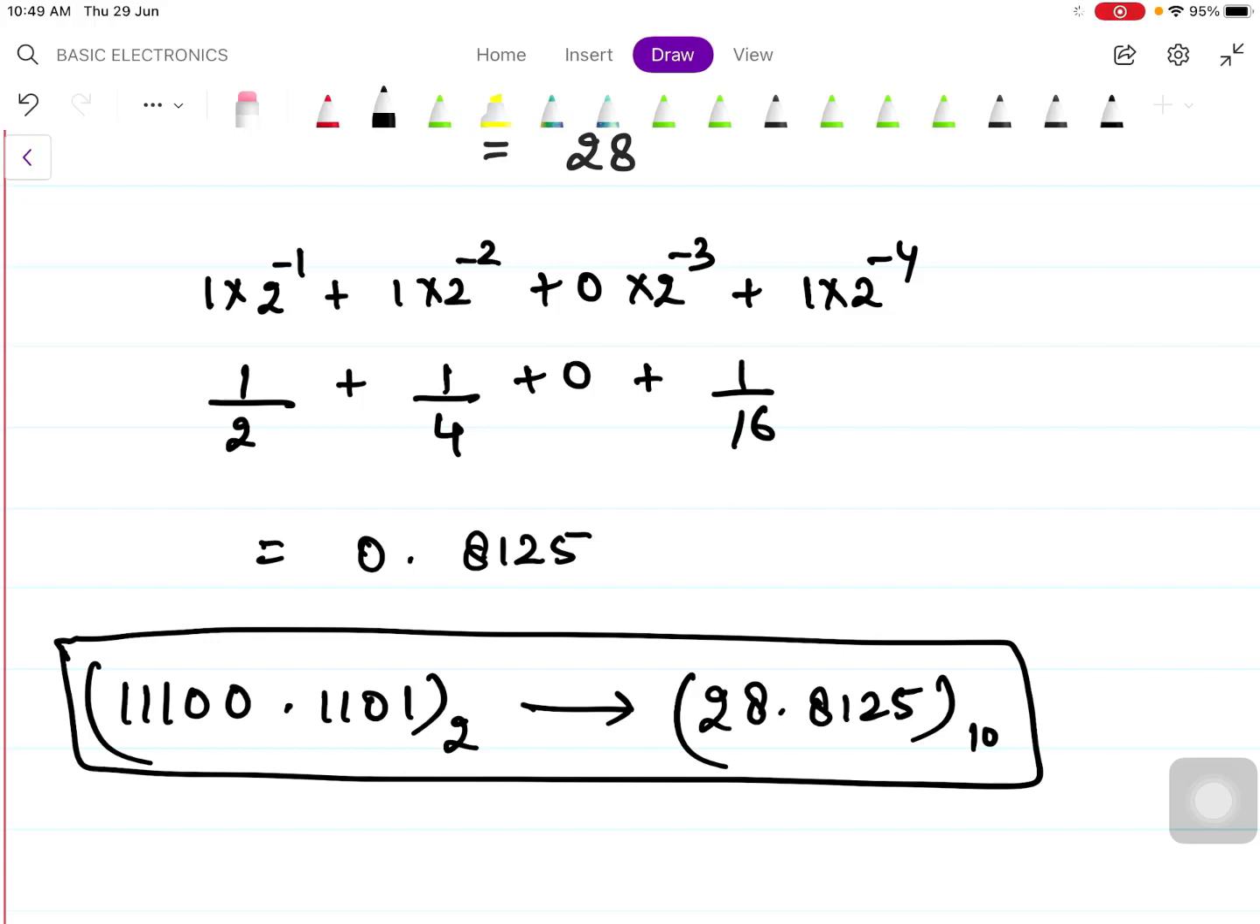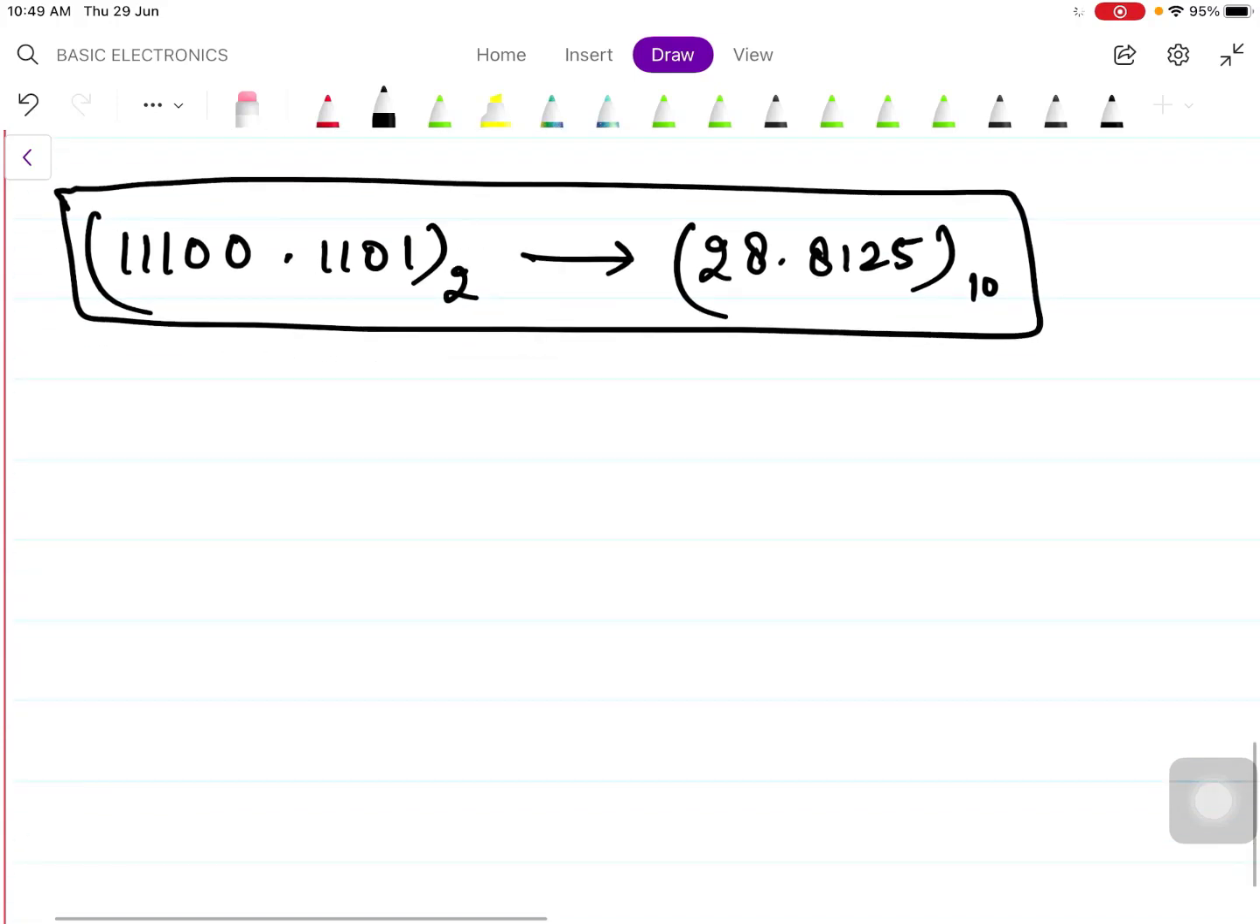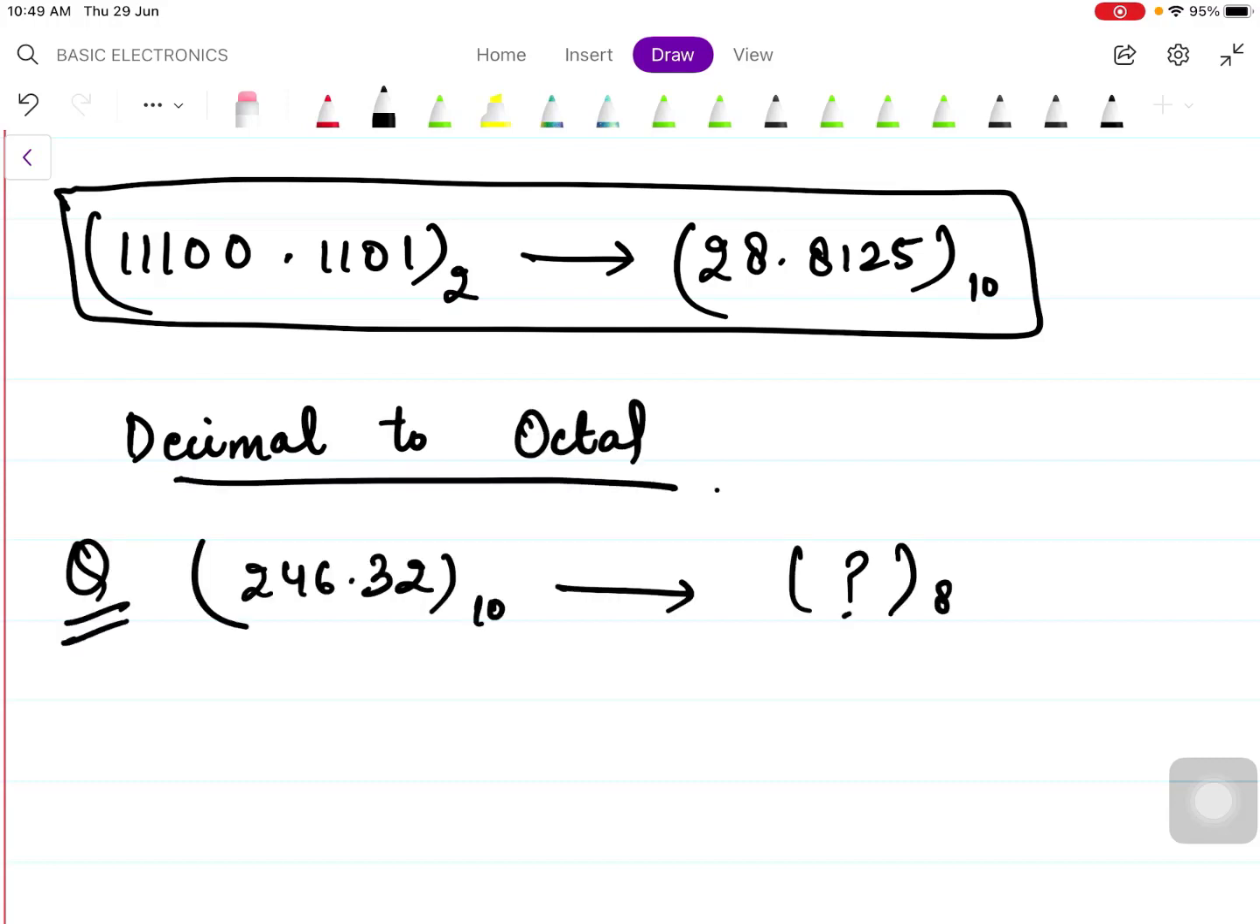The same methods will be followed in the other conversions as well. So let us see the other conversions. The other conversion is decimal to octal. So if the decimal to octal conversion has been asked, octal has a base 8. First of all, you have to remember this as well.